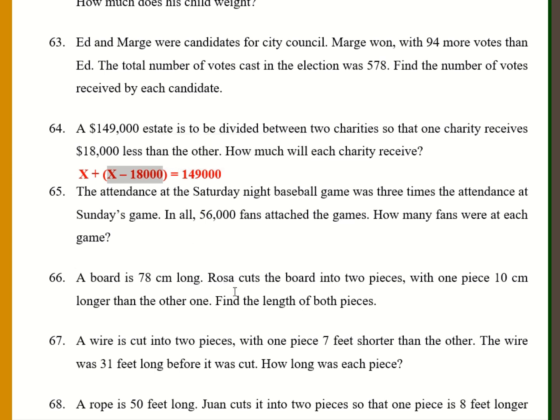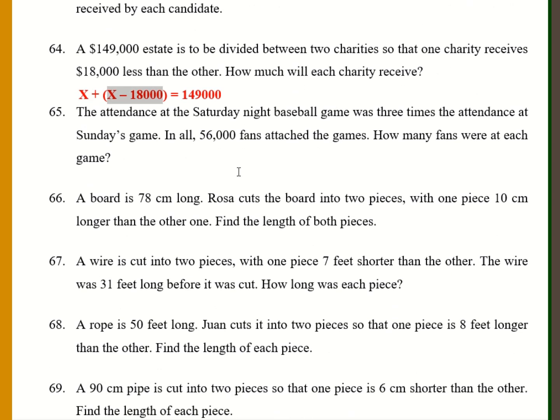You solve to find X. So X will be one charity's value. For the other charity, you just minus 18,000, you will get the value. All right. Okay, same thing here.